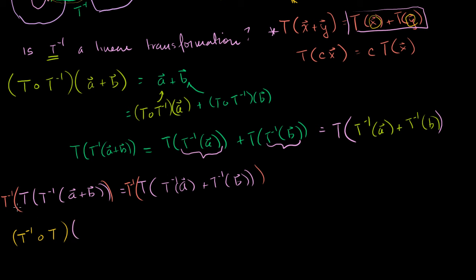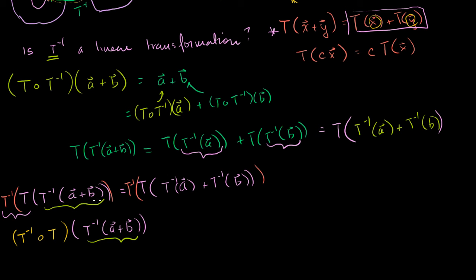Applied to, I'm just changing the associativity of this. Applied to T inverse of the vector A plus the vector B. That's what this left-hand side is. This part right here, T inverse of T of this, these first two steps, I'm just writing as the composition of T inverse with T applied to this right here. That right there is the same thing as that right there. So that was another way to write that.